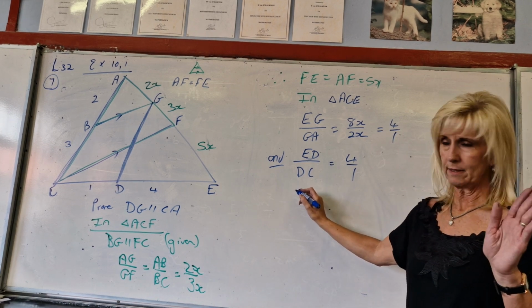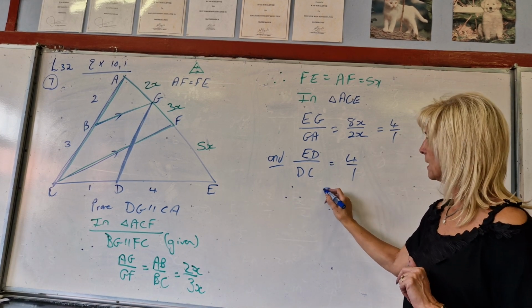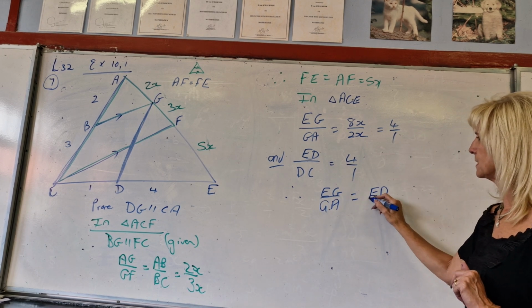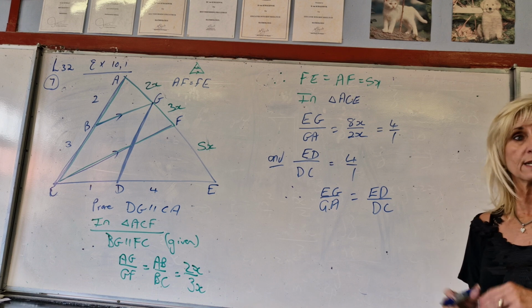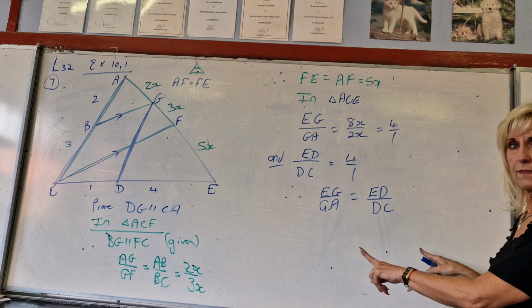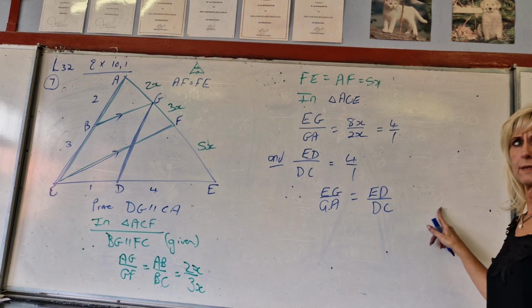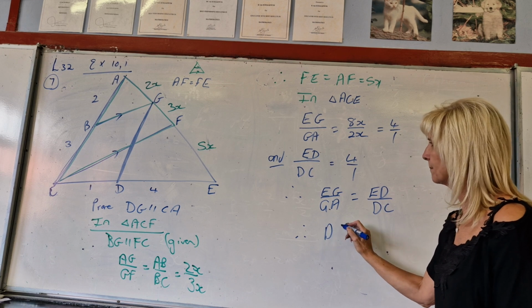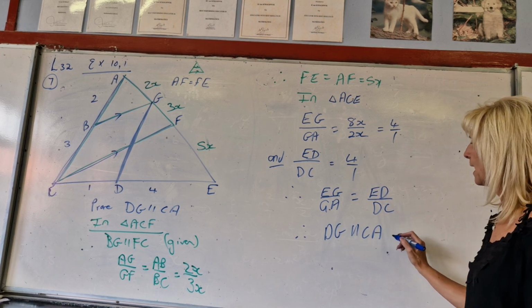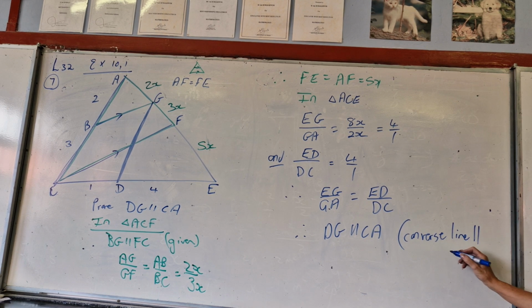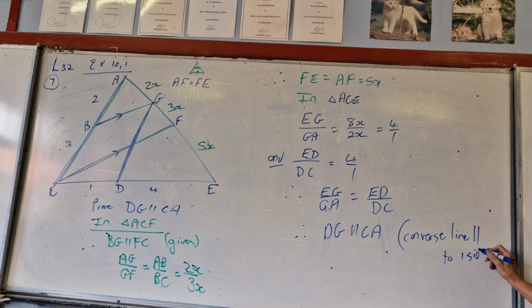Then you say, listen, therefore, can you see that EG over GA is the same as ED over DC? It feels like a lot of writing, but this is the way to do it. Look at the one, look at the other one, see that they're the same. What's the reason? They're the same. Therefore, DG will be parallel to AC. And my reason? Converse of line parallel to one side of a triangle.